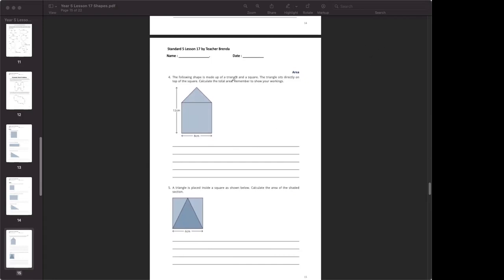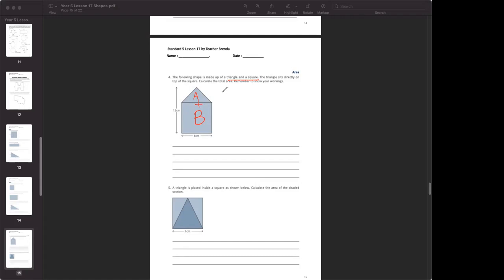The following shape is made up of a triangle and a square. Now, this is what happens in standard 5 and 6. They combine the shape. Standard 4, they never combine, but standard 5, they combine. Standard 6, they combine. You see that? They make your life a little bit more difficult. But how do you do it? You calculate the area of the triangle and you calculate the area of the square separately and you add them up. Do you understand, guys?